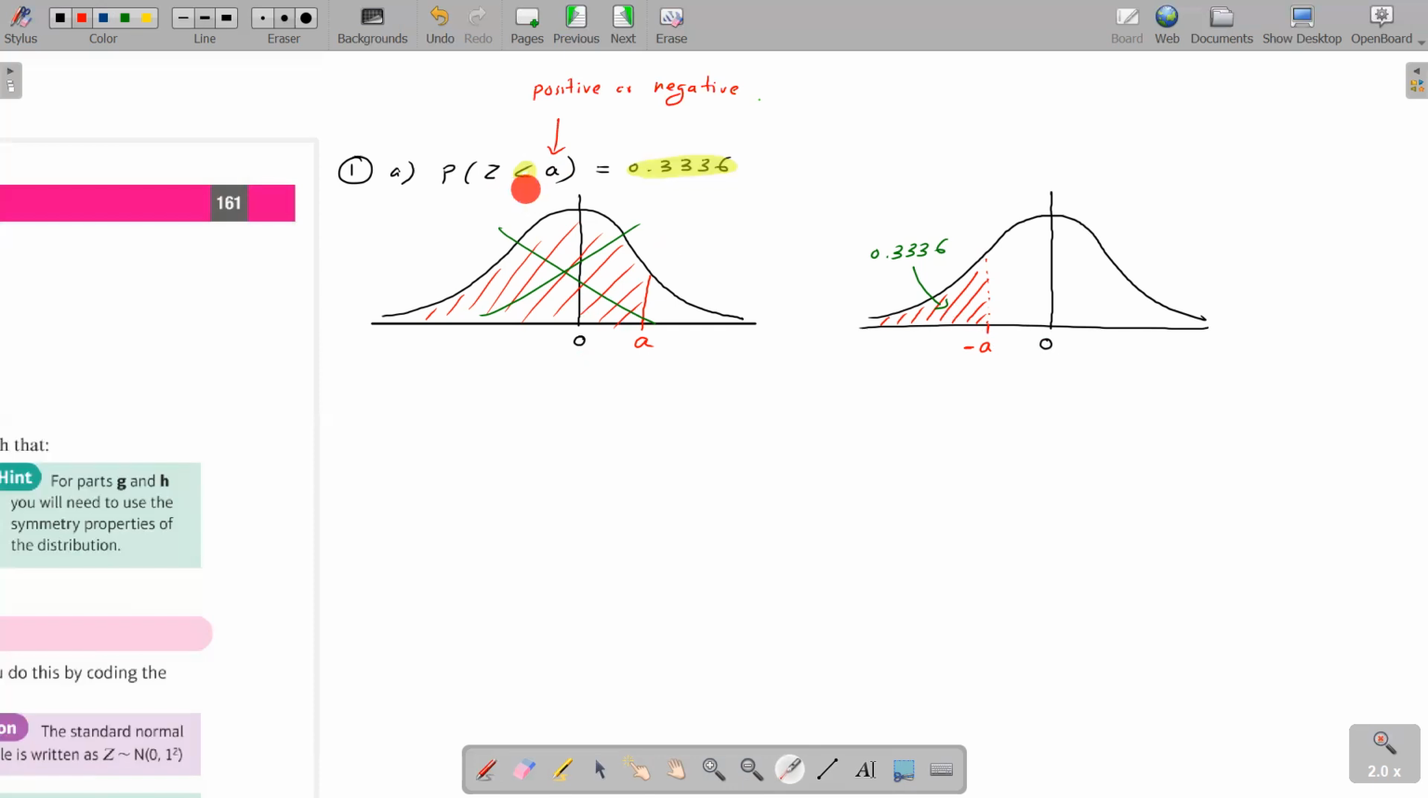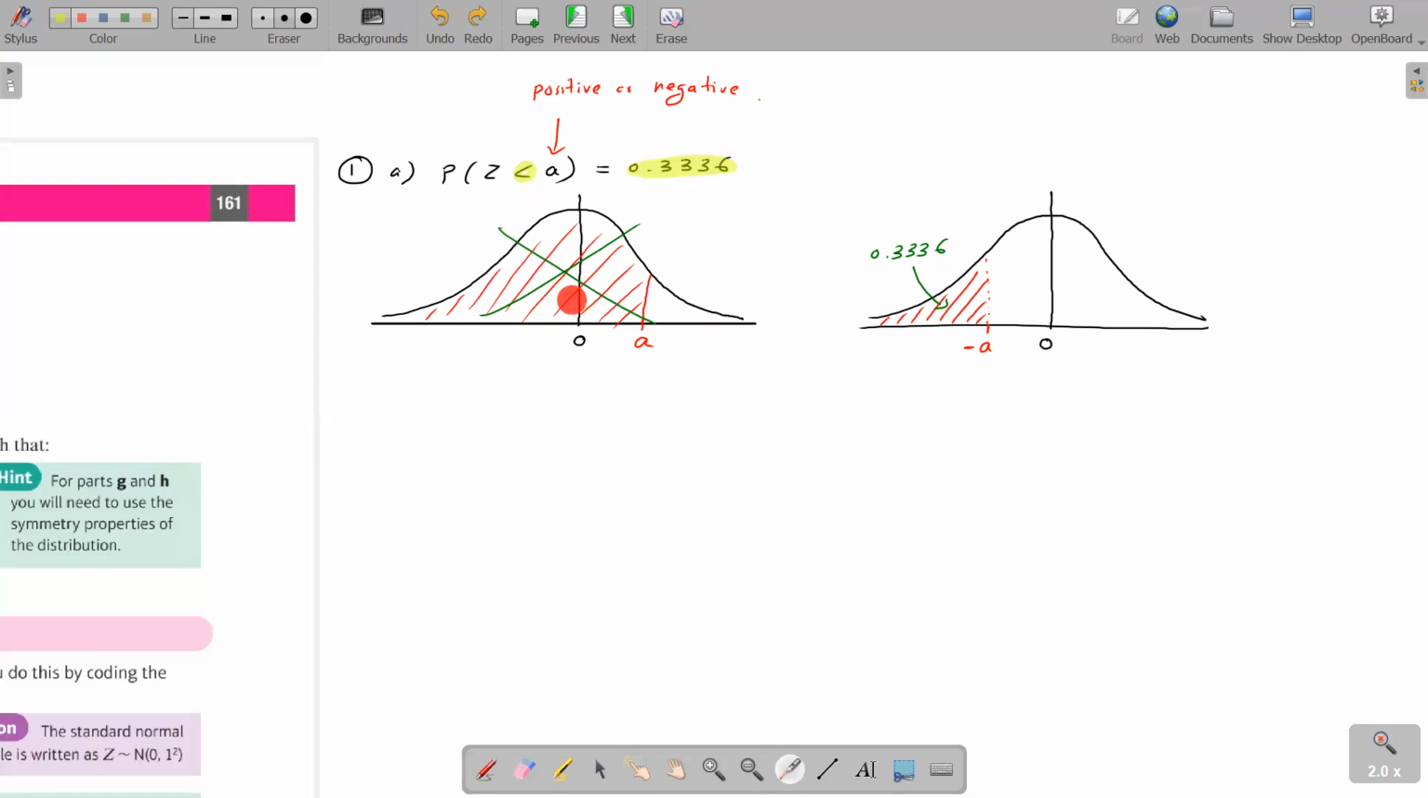Okay. So very important: check the sign of the inequality. The inequality sign tells you which side to shade. By the way, is that less than? So I can't shade the other side. Just because it's 0.3336 doesn't mean that you can shade this side and say this is 0.3336. No. Because you're supposed to shade the less than side. So it has to go to this side.